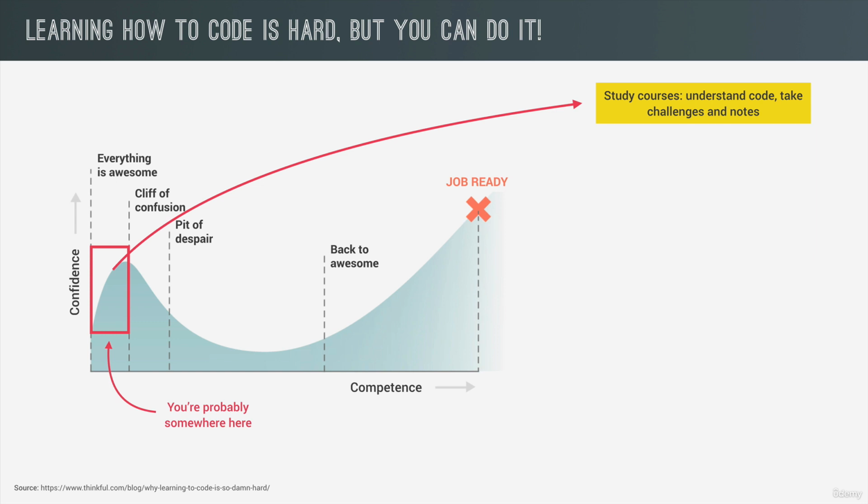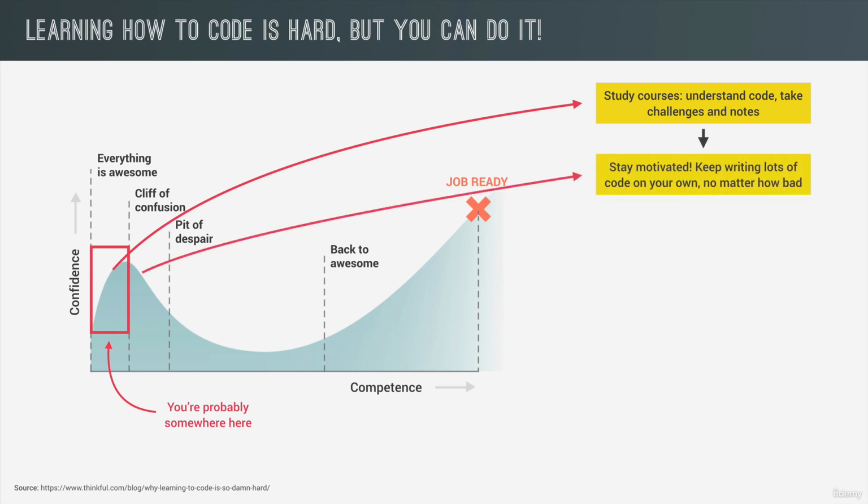So this is probably where you are right now and will be throughout this course or any other course that you take. But then, as you start practicing on your own, you reach the cliff of confusion. Here you realize that coding might be a lot harder than you thought when you no longer can just follow a course with a predefined path. So your confidence is gonna start to drop a little bit, and you might realize you can't build anything meaningful on your own yet. But don't lose motivation here. Just keep writing lots and lots of code on your own, no matter how much time you need to spend fixing bugs and searching for a solution. It's all part of the journey, and it's still gonna be fun.